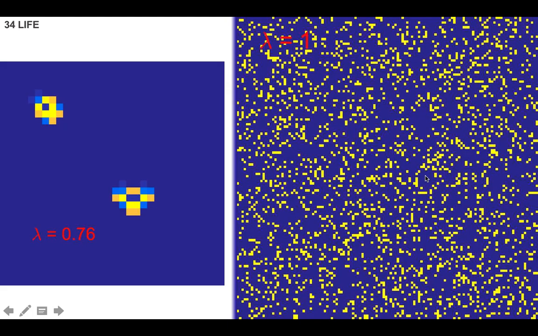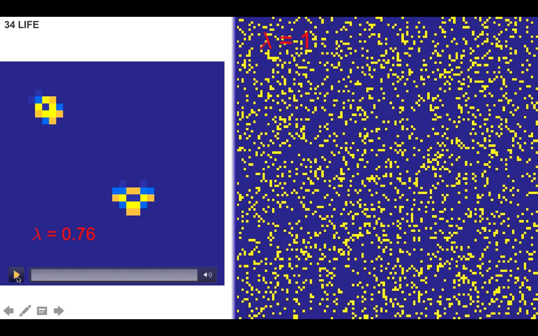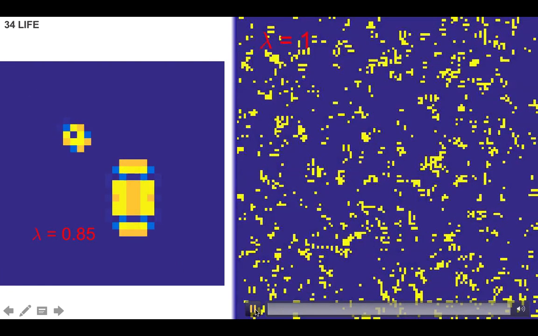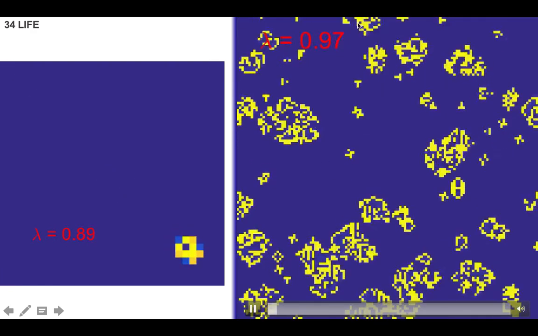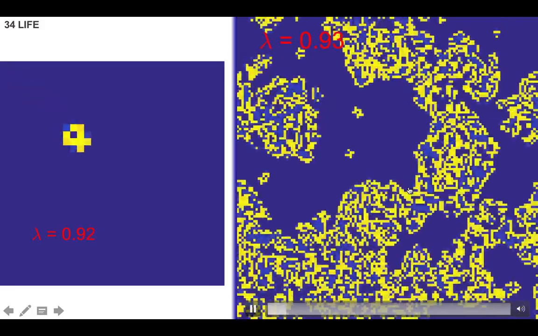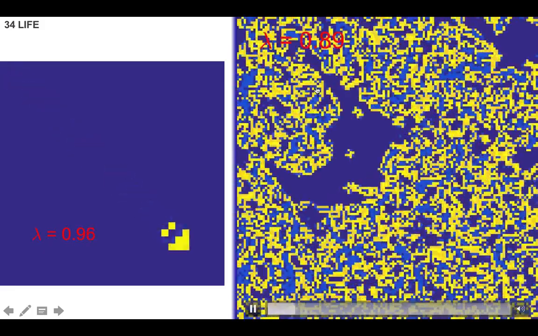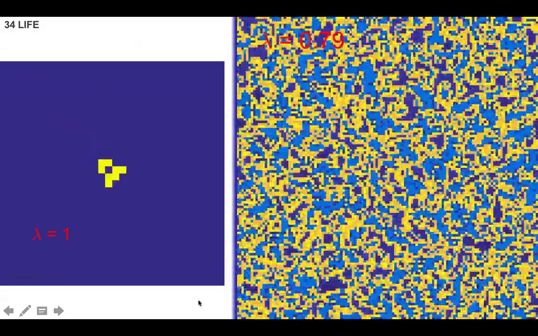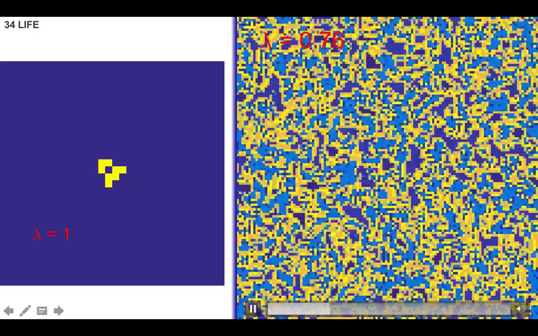Okay, so these are the last slides. Our methods can be applied to other kinds of automata. You can see how they can change with respect to lambda, and in fact this is very interesting, worthwhile waiting for the video to run.